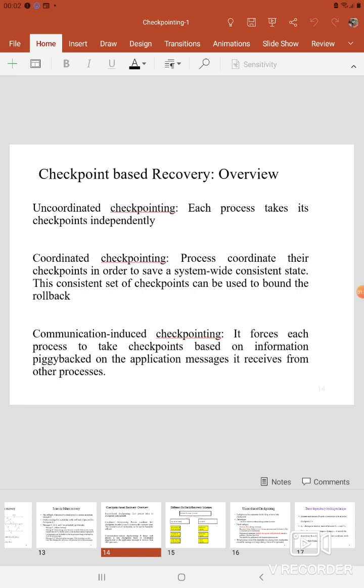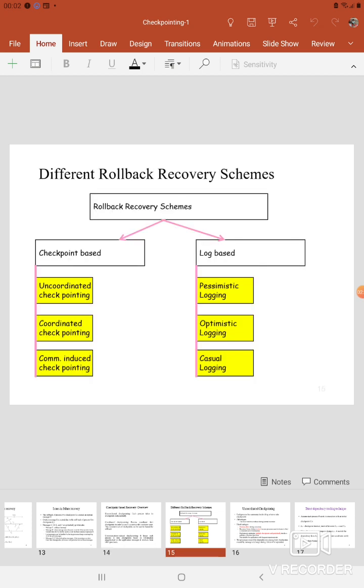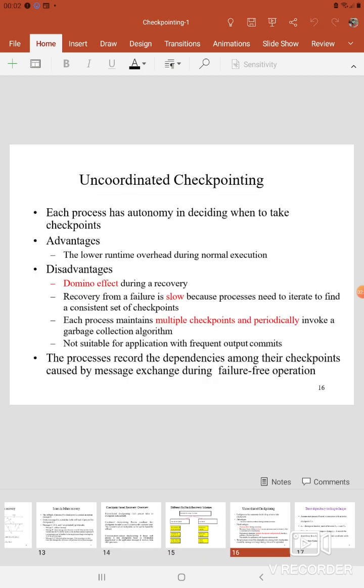For example, if process Pi receives a message from Pj, in Pj's message we have some information regarding taking the checkpoints. So based on that message you have to take the checkpoint. Based on the other processes' messages we have to take the checkpoints. It's called communication induced checkpointing.